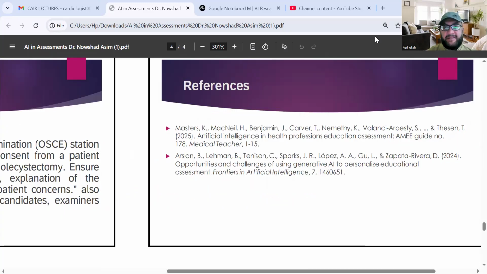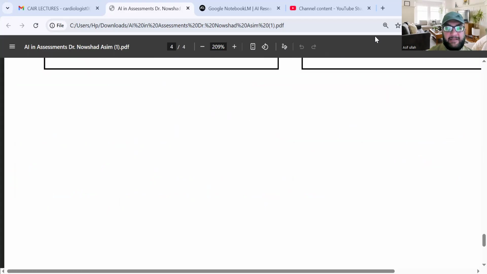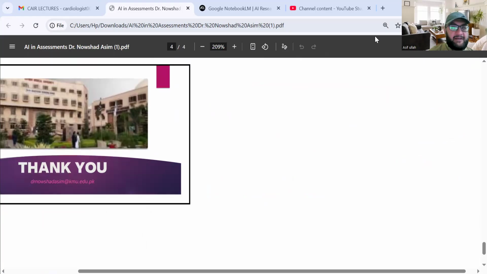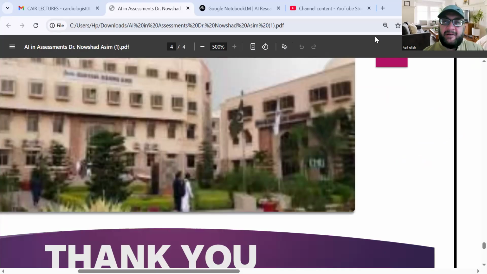So these are the references from where this was taken, and that is all about creating assessment. And this is the beautiful picture of our Khyber Medical University, where all the knowledge flows.